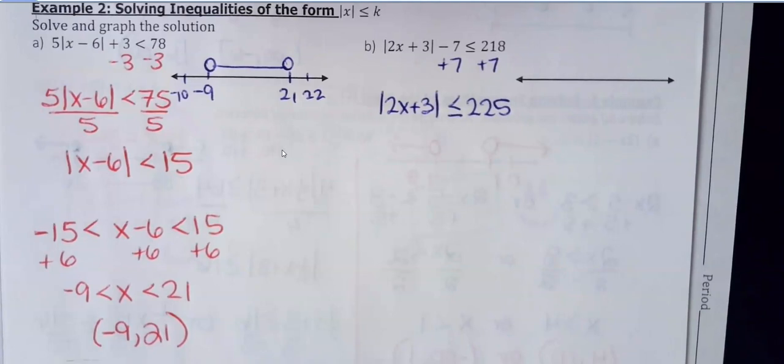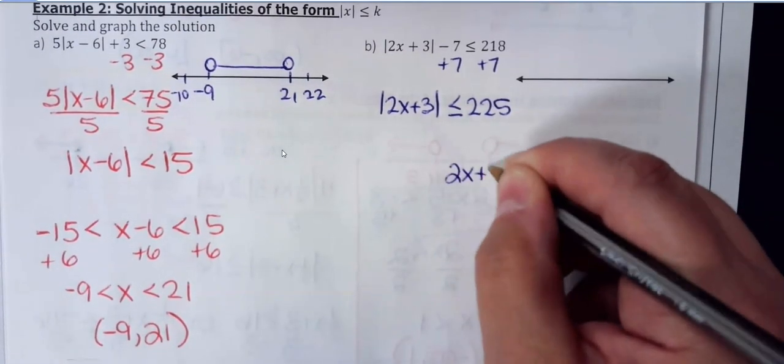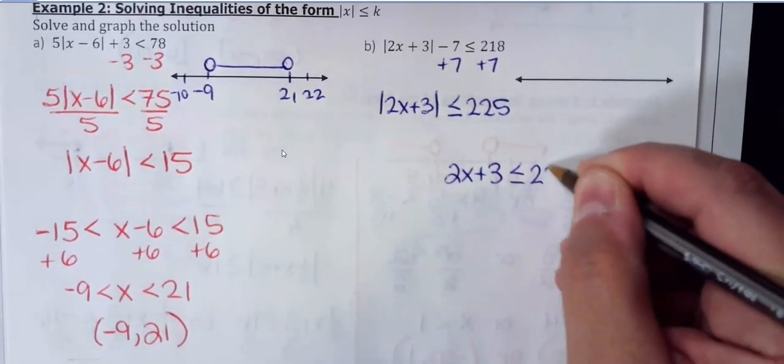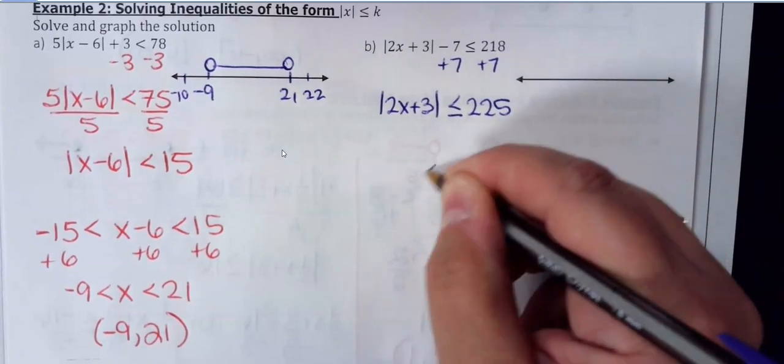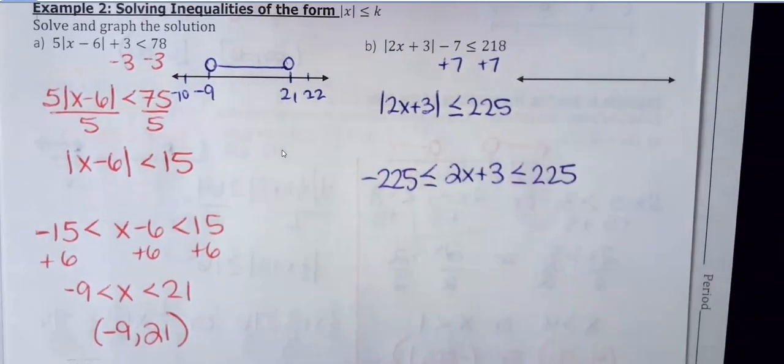So I'm like, okay, it's less than, so it's an and statement. Less than, the little part points toward my absolute value. So I'm going to drop my absolute value, and I'm going to put that expression in between that number, which is 225, and its opposite. So its opposite would just be negative 225.